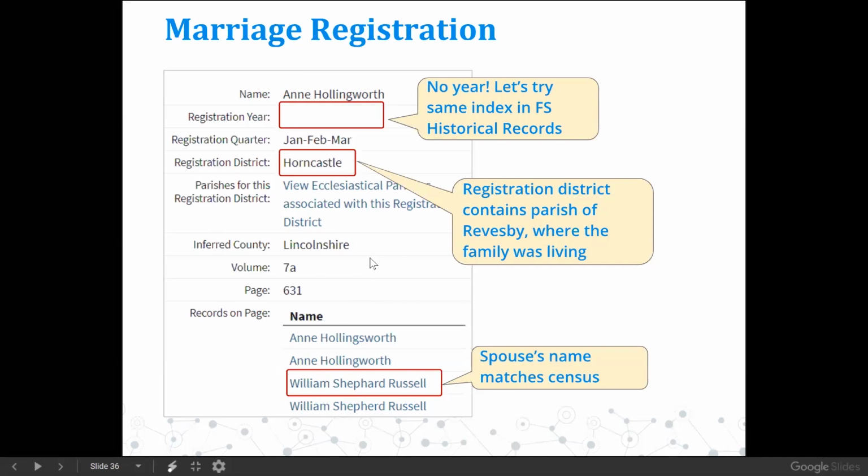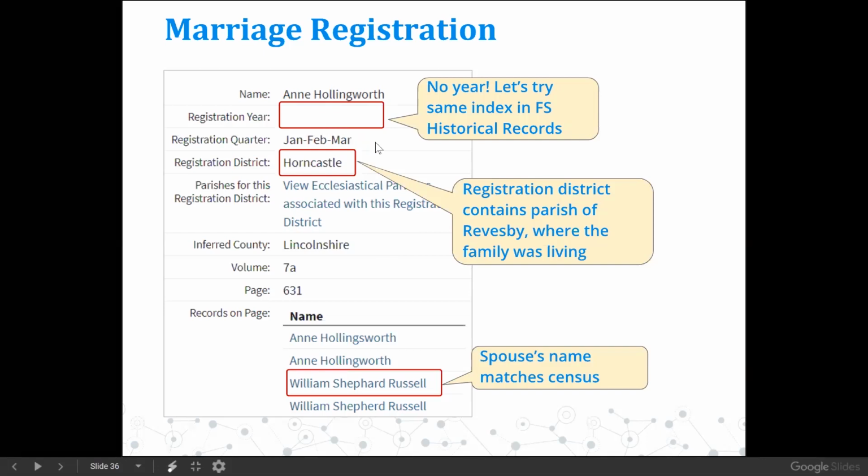So you'll notice that most of the major sites, in fact, all the major sites I'm aware of, have English civil registration indexes. MyHeritage has it, Findmypast has it, FamilySearch Historical Records has it, and obviously here we are in Ancestry and they have it as well. So let's pop over to FamilySearch Historical Records and see if they index the registration year.